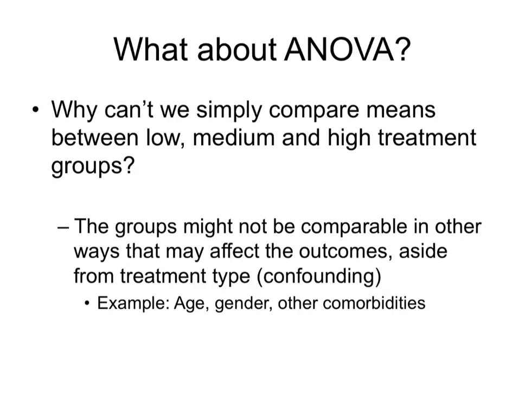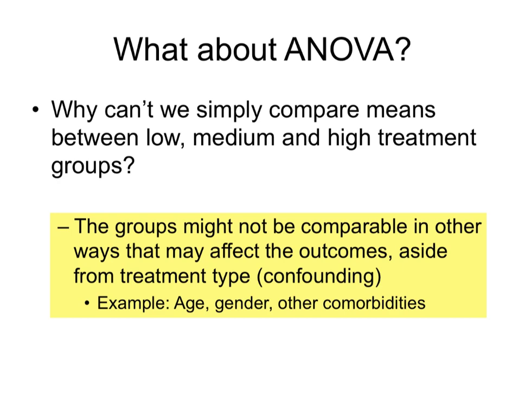So why can't we simply compare the means between the low, medium, and high treatment groups? The reason is that the three groups, low, medium, and high, might differ in other ways aside from treatment type that affect the outcomes that you're interested in. So for example, groups could be older, differ by gender, or have other health concerns that impact your outcome. This would bias your results if you're trying to estimate the impact of the treatment on your outcomes of interest.